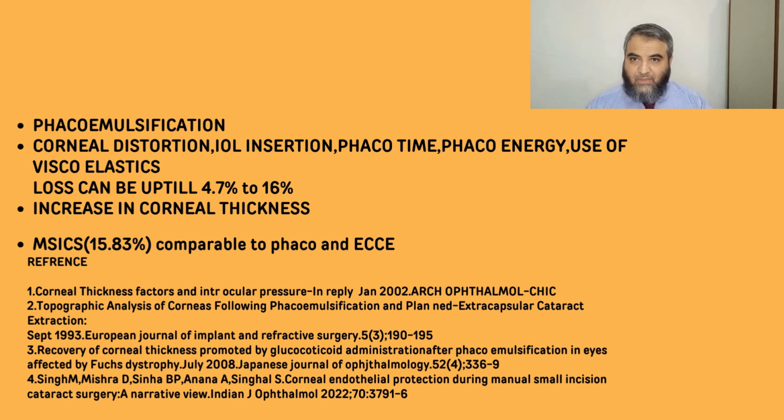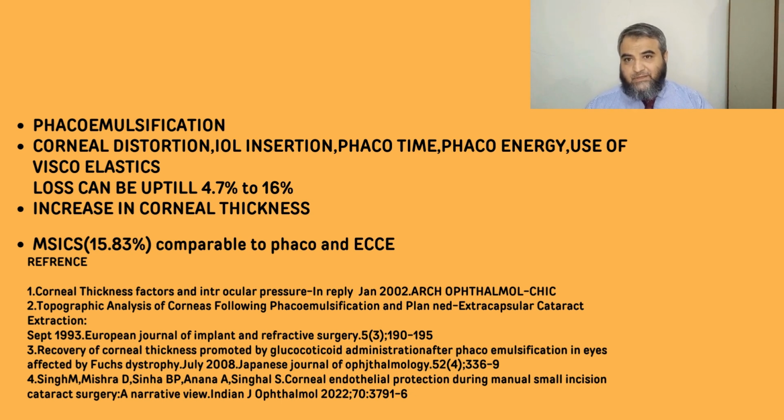surgery. It has been documented that in phacoemulsification, the cell loss can be from 4.7%, and in some cases it goes up to 16%. While if we talk about manual small incision cataract surgery, the loss is almost 15.83%, which is also comparable to the results in extracapsular cataract extraction.